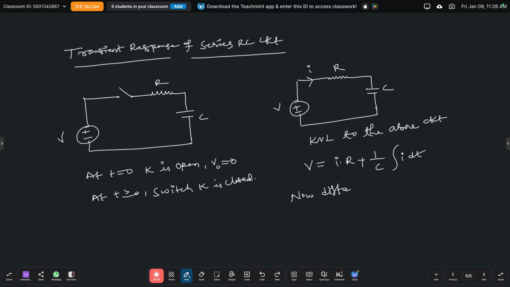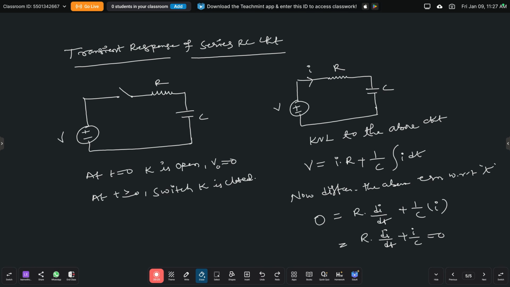By differentiating, the constant V becomes 0, plus R into di by dt plus 1 by C into the integration of I dt, that means I. So R into di by dt plus 1 by C into I. Simplifying, we can write it as R into di by dt plus I by C equals 0. So this is the equation.